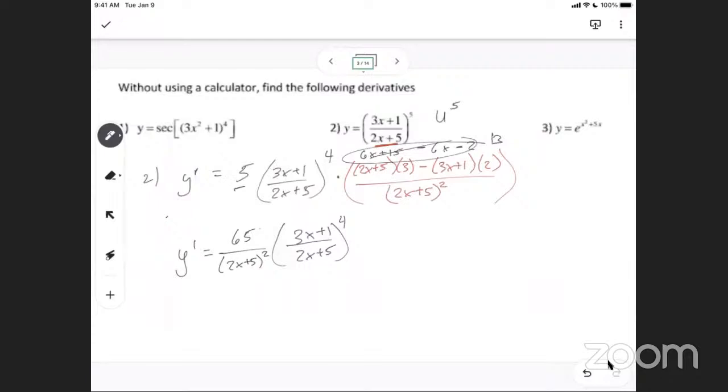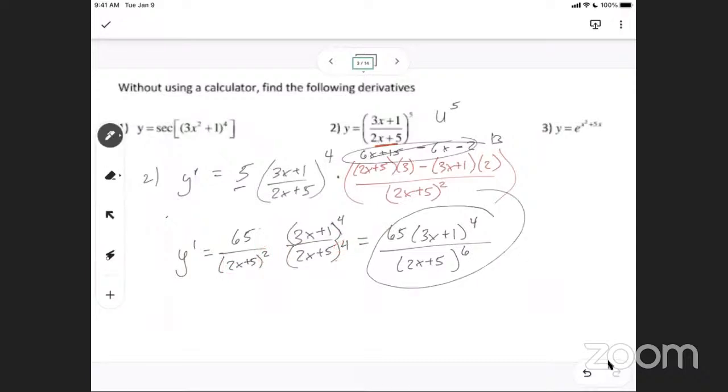Now you could also simplify that even more. You could write this as to the 4th and to the 4th. Actually, this might even look better. You understand what I did there? I distributed the 4, and the reason I would want to do that is because now I can see how those are the same thing. So probably the better way to write this is 65 times 3x plus 1 to the 4th all over 2x plus 5 to the 6th, because those are the same factor. So there's 6 of them. So this is probably the answer that is on your answer key.